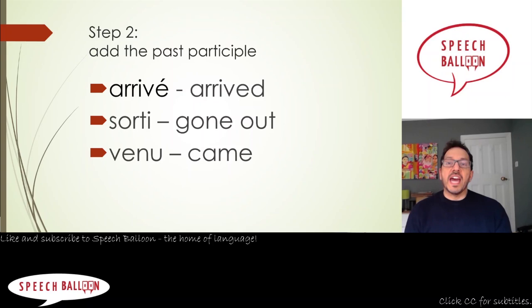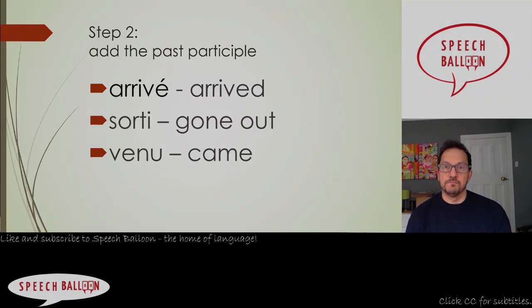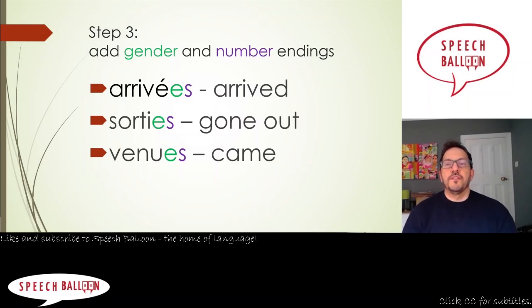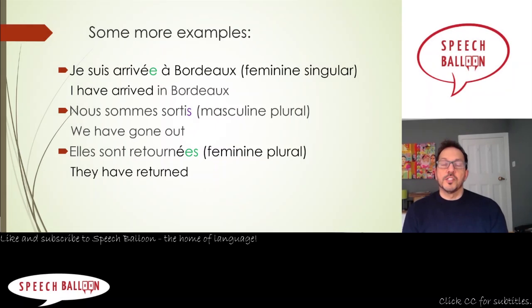And step 2, add the past participle form of the main verb. For example, arrivé, arrived. Sorti, gone out. Venu, came. And step 3, if the subject is feminine, add an E, and if it's plural, add an S. If the subject is both feminine and plural, then add E and then S. In short, these endings on past participles behave exactly like they do with adjectives. Arrivé, arrived. Sorti, gone out. Venu, came.